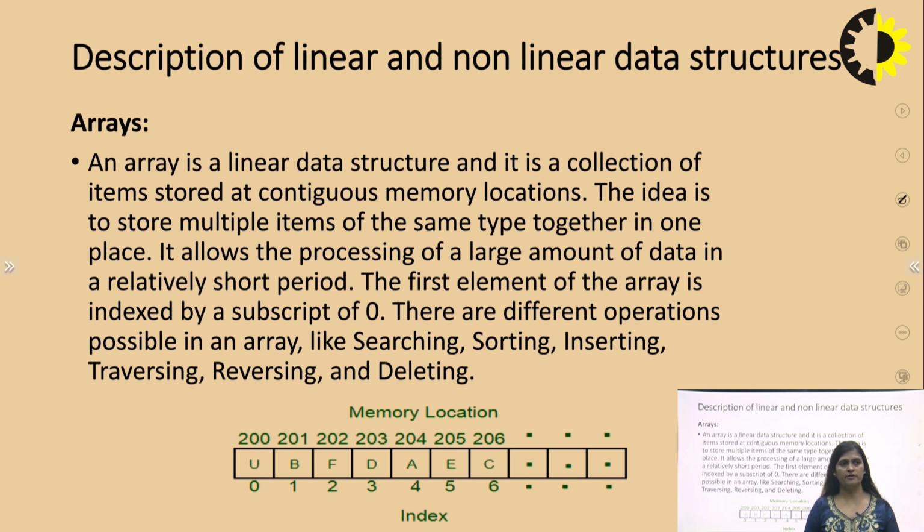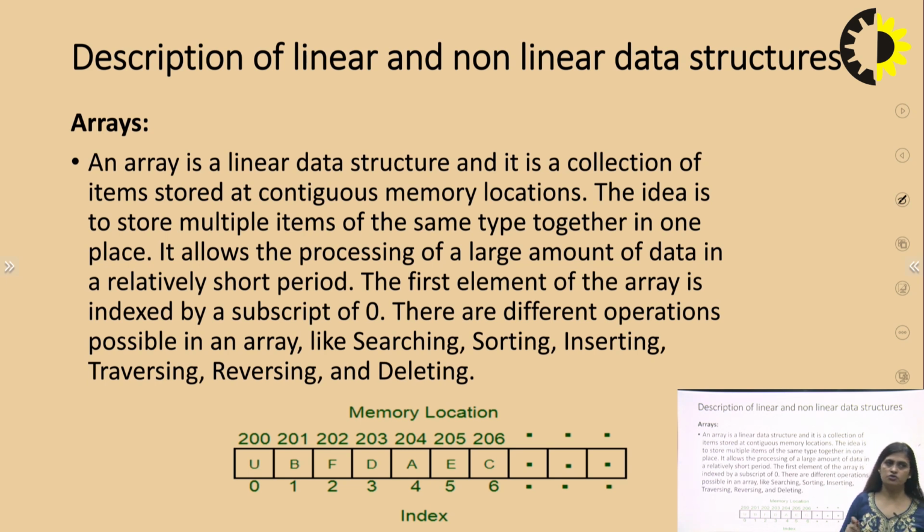we use an array. Array is a linear data structure and it is a collection of items stored in a contiguous memory location. Whatever item you want to store in an array, you store at a continuous memory location, one by one, in a sequential order.